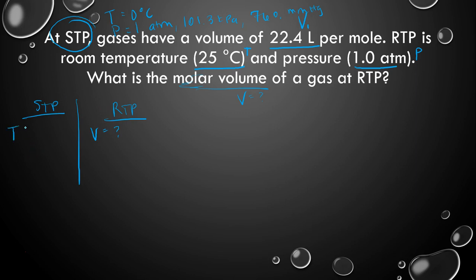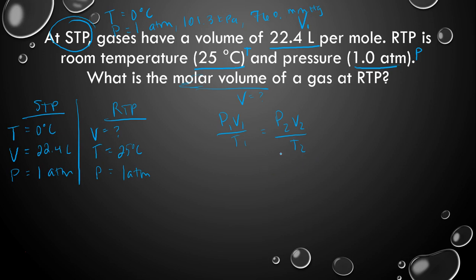So at STP, we have a T of 0 degrees Celsius, a V of 22.4 liters, and a P of any of these things. Well, you see the 1 atmosphere right here? I'm just going to put the 1 atmosphere on this side. The temperature of RTP is 25 degrees Celsius, and the pressure is also 1. So, what do we do? We put it back into this. P1 V1 over T1 equals P2 V2 over T2.